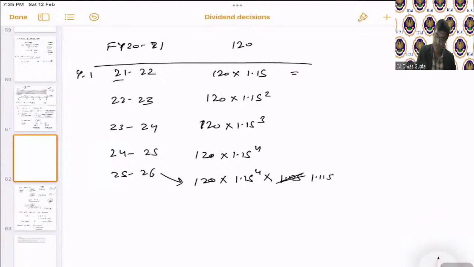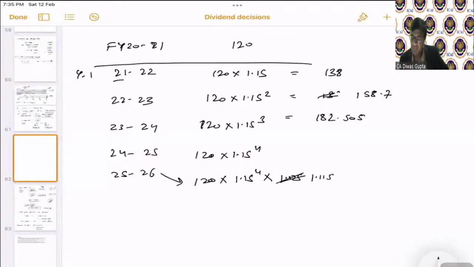120 into 1.15. So the first value is 138. Then 138 into 1.15, if I again do, it is 158.7, right? Into 1.15, if I do, it becomes 182.505. Then 1.15, if I again multiply, it comes as 209.88.